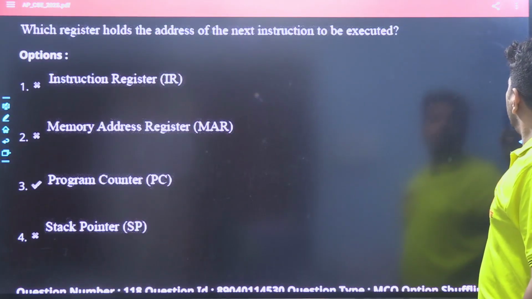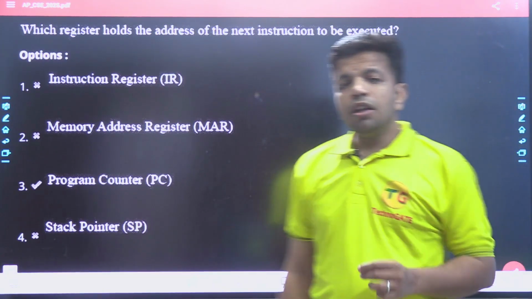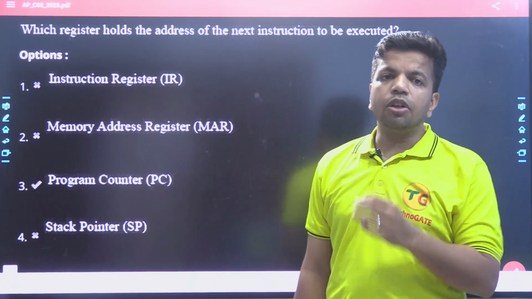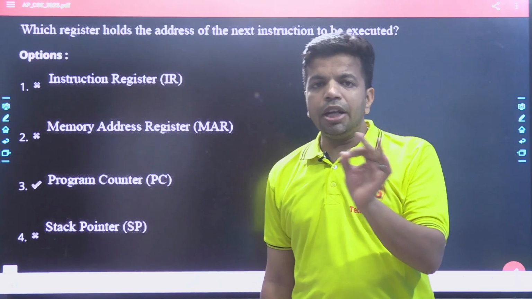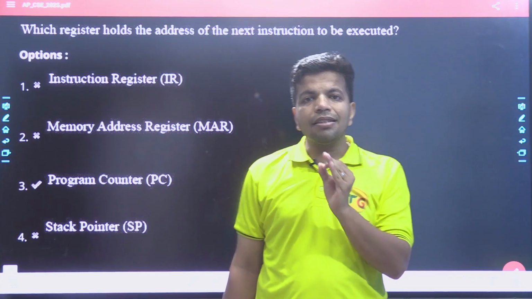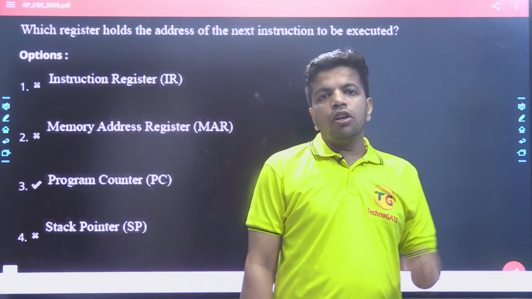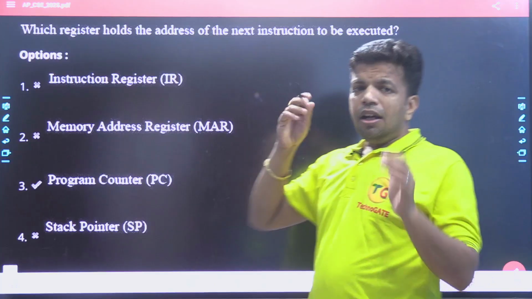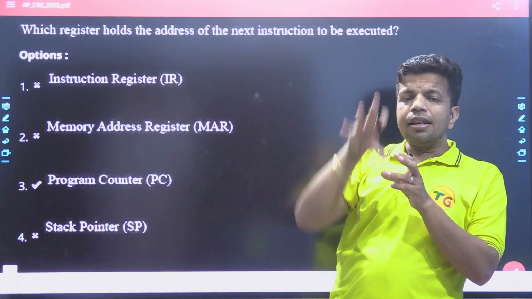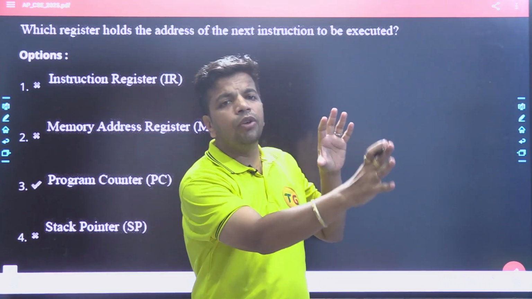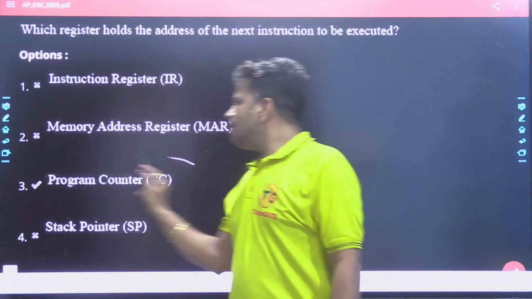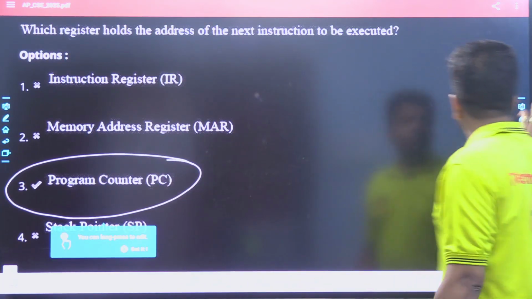The question is related to computer organization. Previous questions were related to software engineering, and before that, questions from digital logic. Now the question is from computer organization. The question is, which register holds the address of the next instruction to be executed? Program counter is the register that holds the address of the next instruction. The instruction register holds the currently executing instruction, while the program counter holds the address of the next instruction. So you can simply go with the third answer. It's nothing but the program counter.